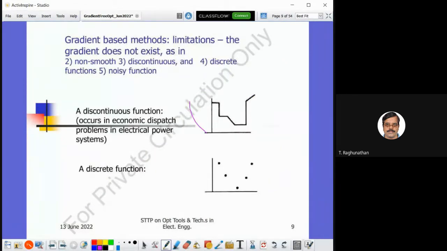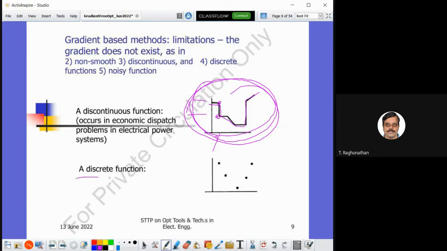Discontinuous function. Okay, so these are discontinuous functions. Discontinuous might mean you can't draw the function without lifting your pen from the paper. But the kind of discontinuity we are talking about here is different. For the same value of x, you have two values of y, so there is no derivative for that value of x. That is what we mean by discontinuity, not a physically discontinuous function. So that distinction you must remember.